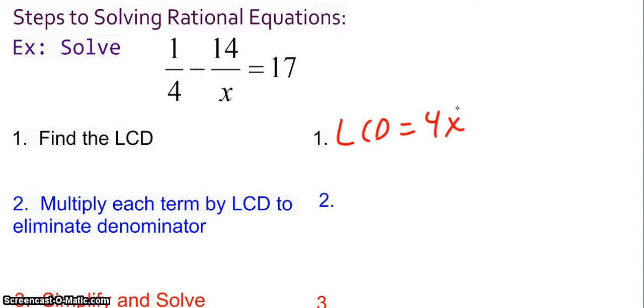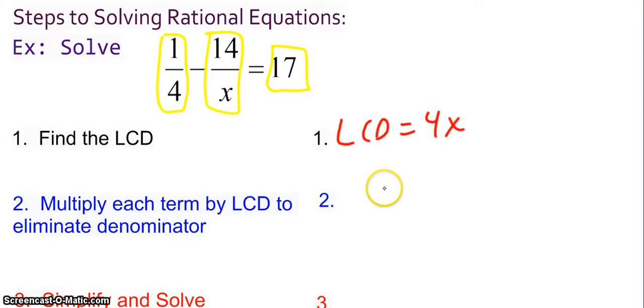So in this case, hopefully you wrote down that the least common denominator is going to be 4x. The denominator here is 4, the denominator here is x, the denominator here is 1, so the smallest thing that contains all of those as factors is 4x. Now next step, this is key. Multiply each term, so that's a term, that's a term, and that's a term. We're going to multiply every single term by the least common denominator. The reason why we're going to do this is this will actually eliminate the denominator.